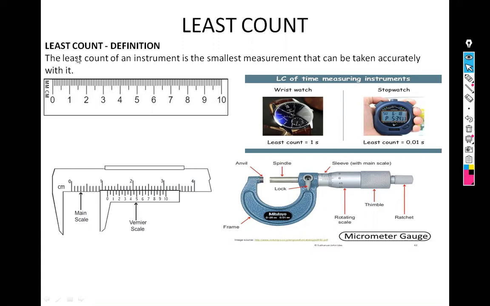Now look, I want to discuss with you a definition, please. And the definition is this: what is least count? Very important definition of least count. Least means minimum. Minimum quantity that can be measured with the help of any instrument. The least count of an instrument is the smallest measurement that can be taken accurately with it.